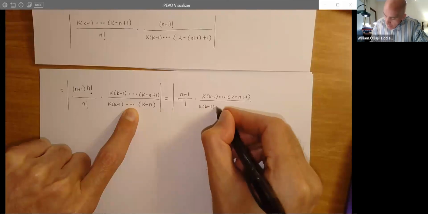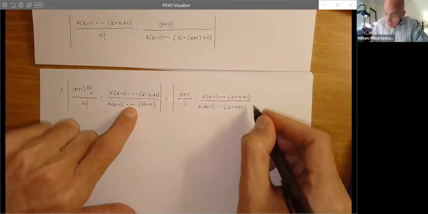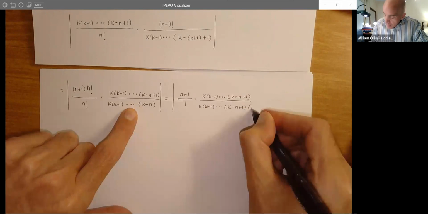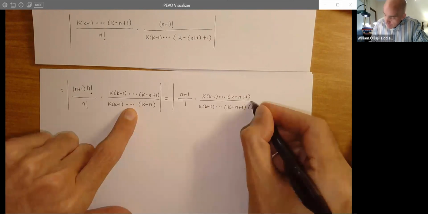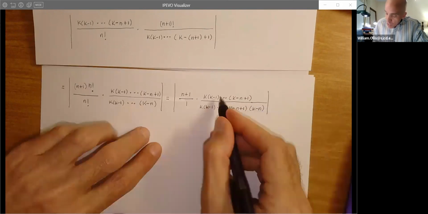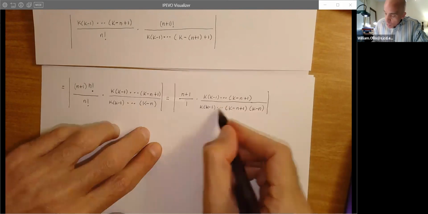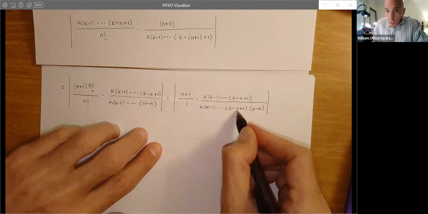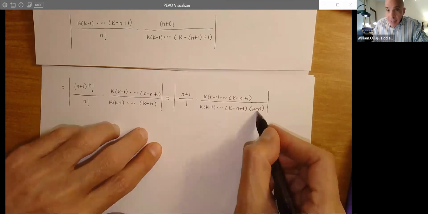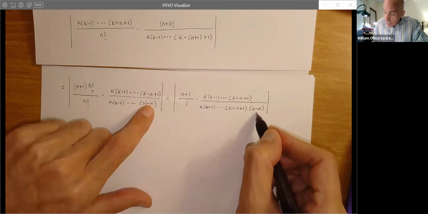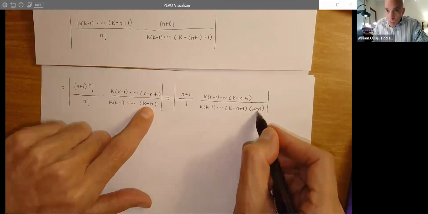Then we have k minus n plus 1. That's the factor right before this one. And then, of course, k minus n. Because notice, these just decrease by 1. So again, if I decrease this by 1, then I get this term. So this must be the term previous to this one. That's all I'm saying.